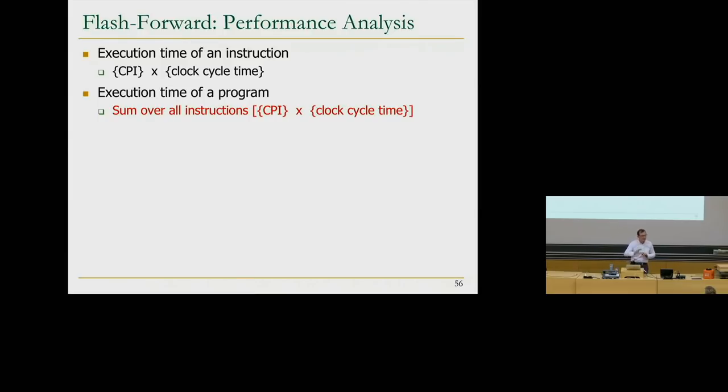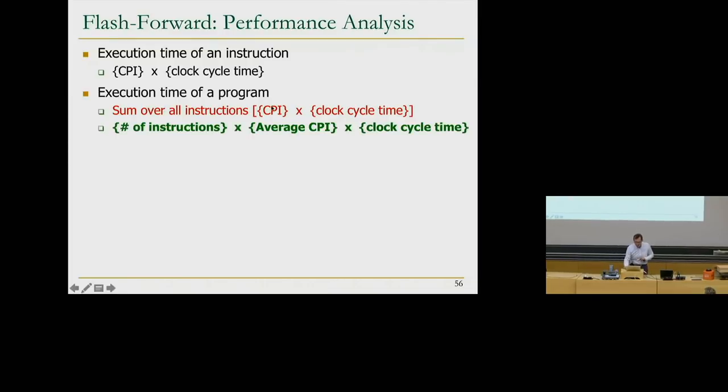But this equation, we're going to use it when we overlap, but we're going to look at this in a different way. So basically, this is the iron law of performance analysis. You have number of instructions times the average cycles per instruction times the clock cycle time. This is another way of thinking about this. You can average the cycles per instruction.